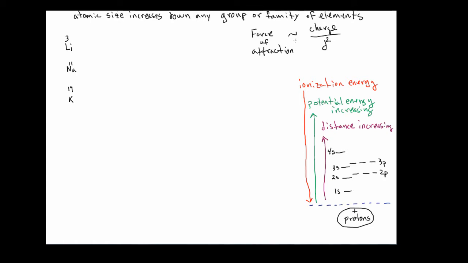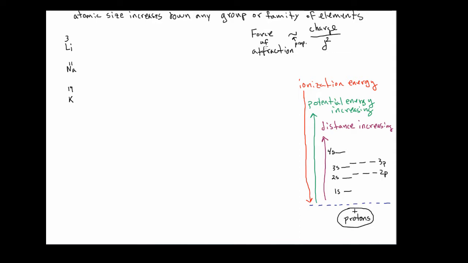This squiggly here means in proportion, so I'll abbreviate that here. So the force of attraction, how hard the protons are pulling on the surface electrons, is going to be dependent on the charge available to generate the force of attraction divided by the distance squared.